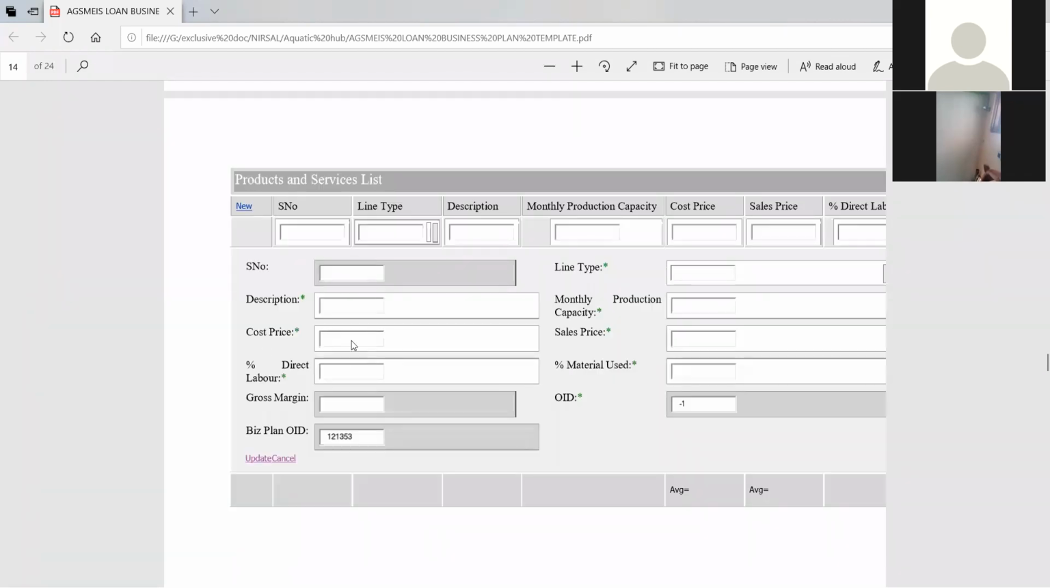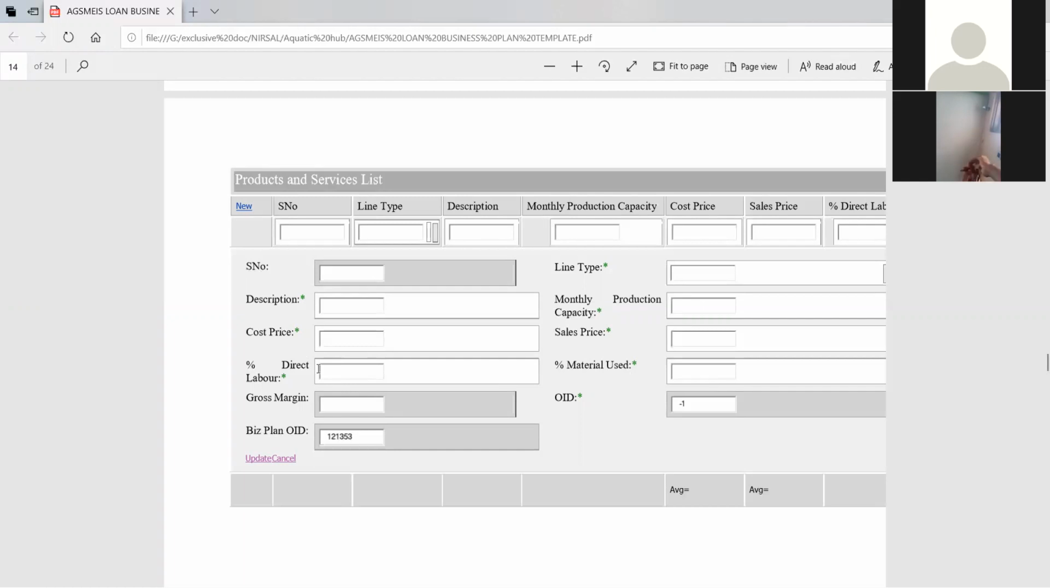Let's say white Gary. We have started with red Gary, now white Gary. How much does it cost you to produce a kg of white Gary? You put the price here. Then what is the selling price? Input it here. How many kg of white Gary can you produce in a month? Input it here. Then direct labor. What is the percentage of your cost price that goes for direct labor? It comes here. Material cost percentage. How do you get this percentage?